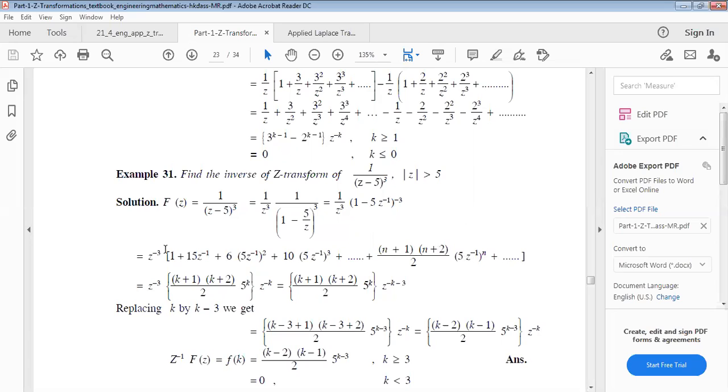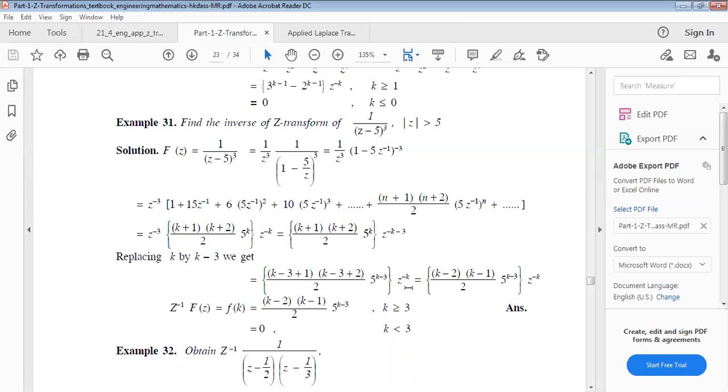Now, z to the power minus 3 will be the common. The nth term can be written as (k plus 1)(k plus 2) divided by 2, 5 to the power k, just the coefficient of z to the power minus n. Okay, 5 to the power k, z to the power minus k, just replacing n with k. Then this can be written as z to the power minus k minus 3. Now replacing minus k minus 3 with k. So k equals what? k minus 3. Okay, just putting k equal to k minus 3 in this sequence. Then we get this one.